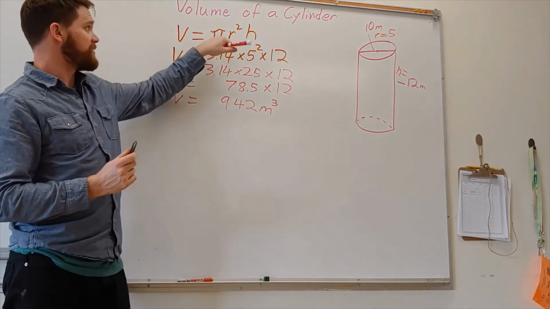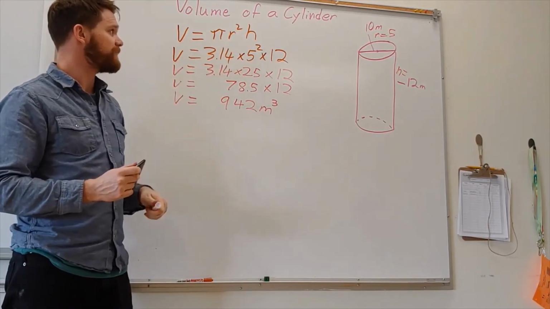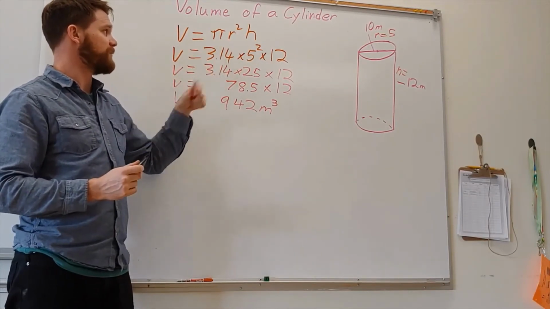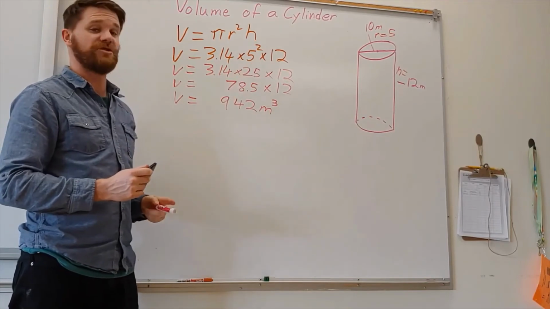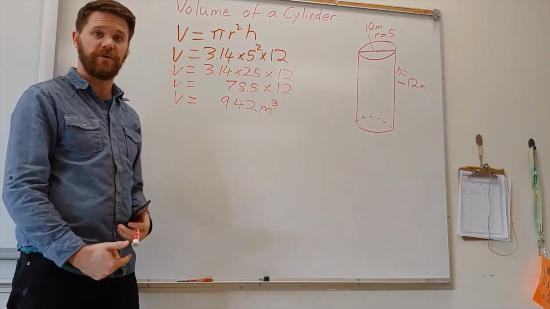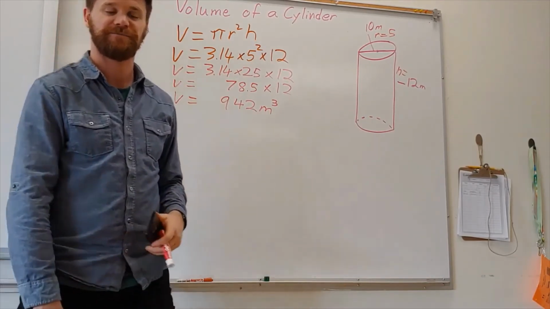So there's your equation right there. Always replace the pi with a 3.14. If you have a diameter, make sure you cut it in half. Apart from that, it's a straightforward equation. All right, thank you.